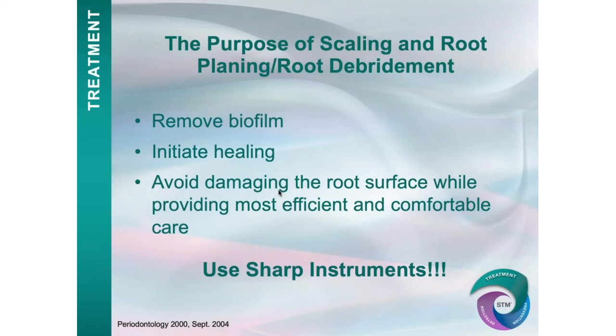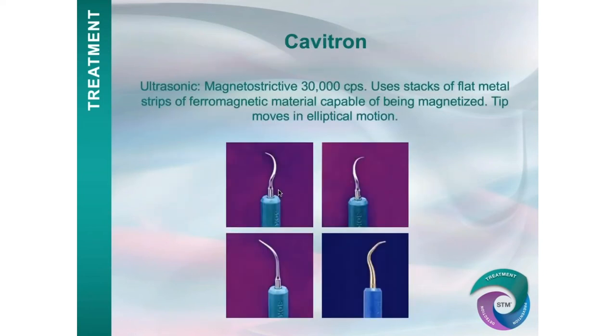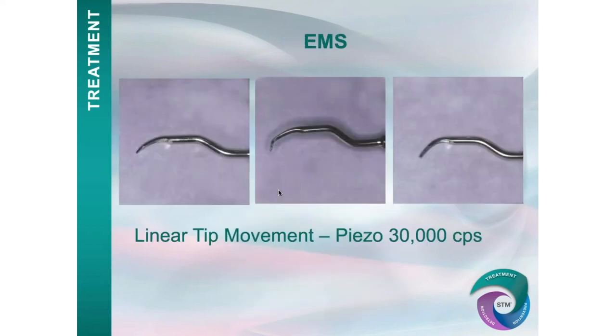And of course, we want to not damage the root surface, because by damaging the root surface, we now can create further bacterial ingress. And most importantly, the patient will jump through the roof. Also, as I mentioned, we need sharp instruments. So the Cavitron, which is magnetostrictive, that's one of the technologies that we have available to us. And how does that work? That works in an elliptical motion. The EMS, or piezolinear technology, came out shortly after, and that operates in a linear motion.